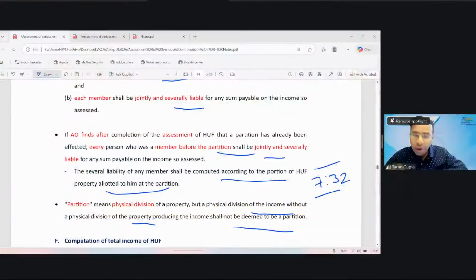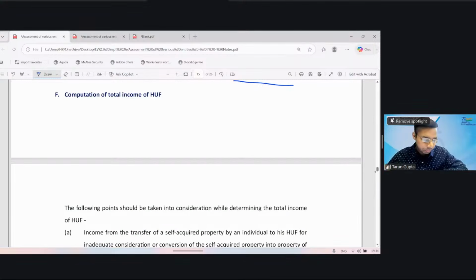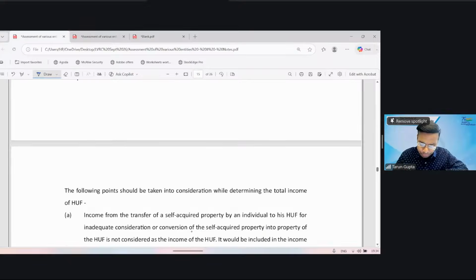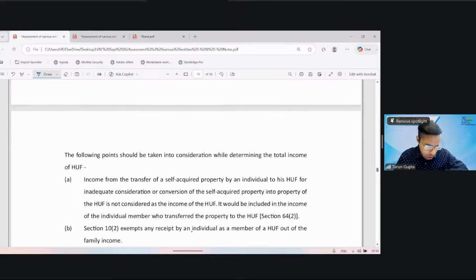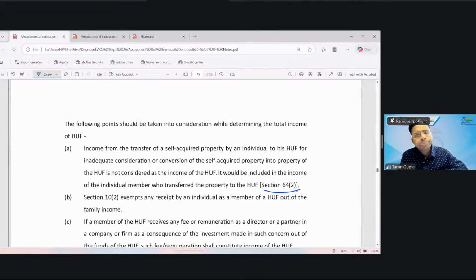HUF. Okay. We discussed the meaning of the HUF and the partition of the HUF. Okay. Now, one important point: special provisions related to computation of income of HUF. One, you all know clubbing. If any individual member transfers his individual property into the pool of the HUF property, the income from such property shall be clubbed in the hands of the individual member.